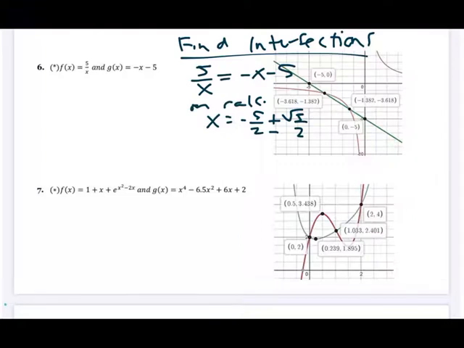So, big curve for this teeny tiny little area that we're talking about here. The big curve is going to be f of x. The small curve is going to be g of x. I'm going to say the integral from -5/2 minus root 5/2 to -5/2 plus root 5/2.